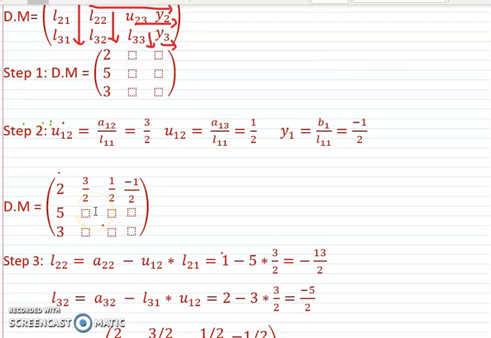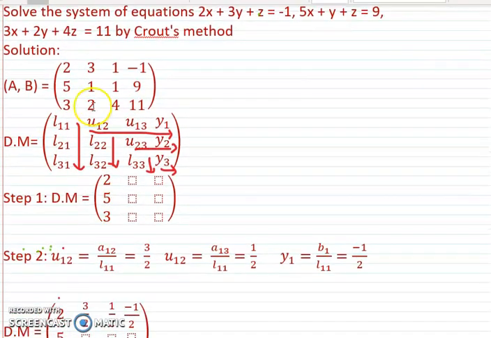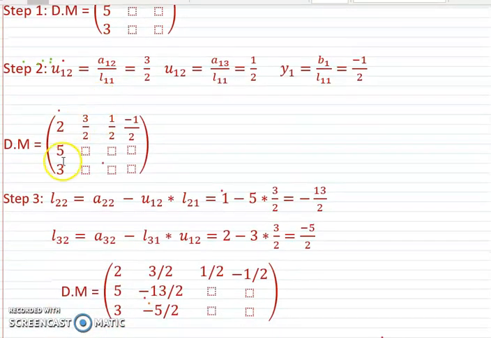In the next step, we find the values of the remaining elements of the second column. These elements are obtained by taking the inner product. Inner product means the first row element and column element in the derived matrix are multiplied and subtracted from the corresponding element of A, B. So it is 1 minus 5 into 3 by 2, which is equal to minus 13 by 2.